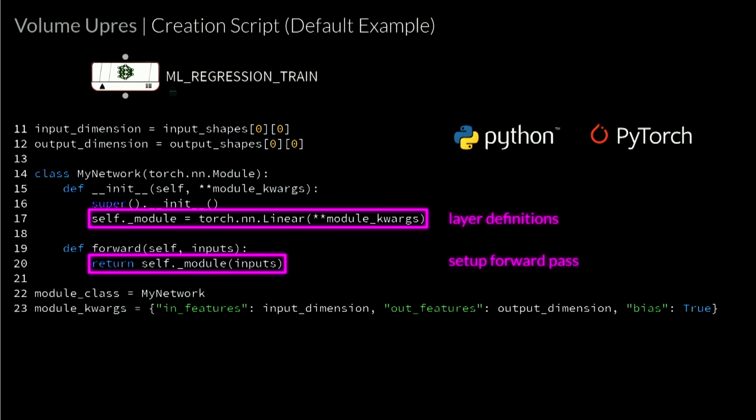To implement the paper, we can use the new partitioned network script module you can find on the ML regression train node. This allows you to write out custom module architectures in plain Python or PyTorch, which makes it easy to adapt already existing solutions from papers or GitHub. Not every architecture can be expressed here, but most regression-related ones can.